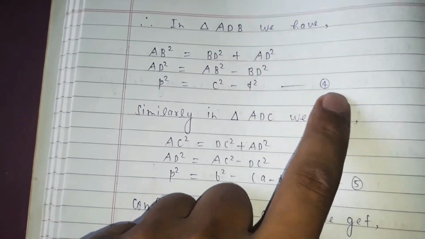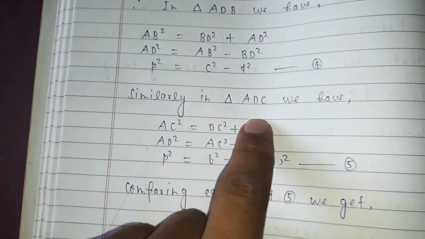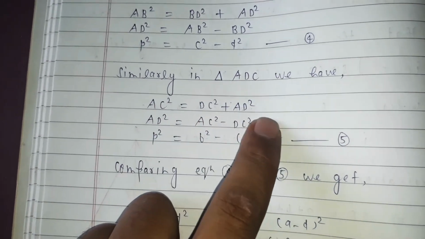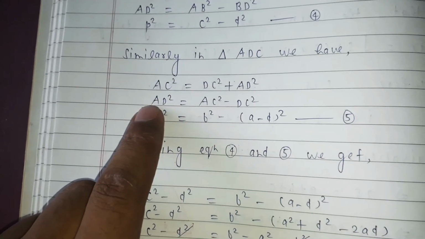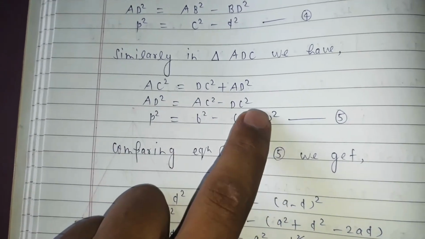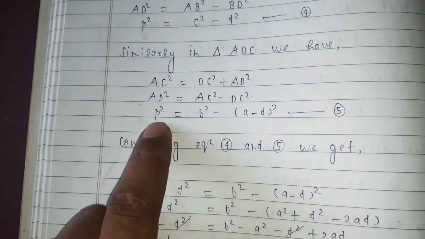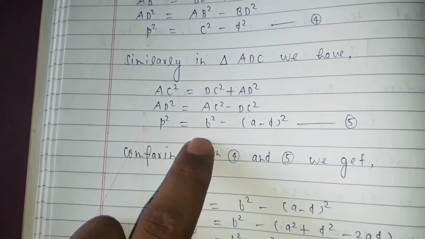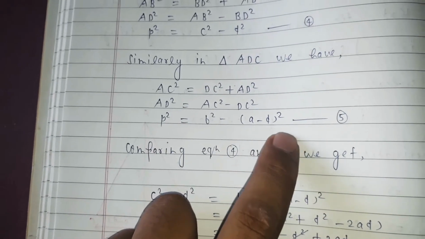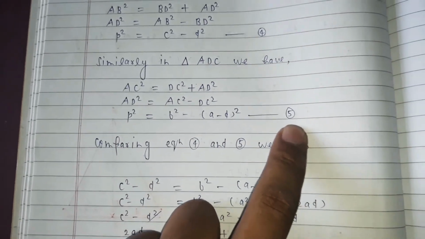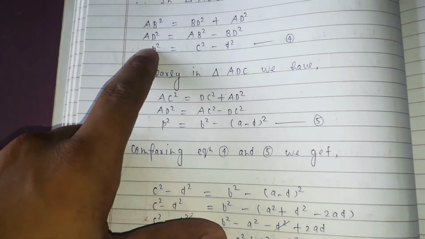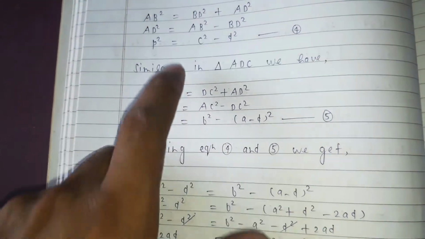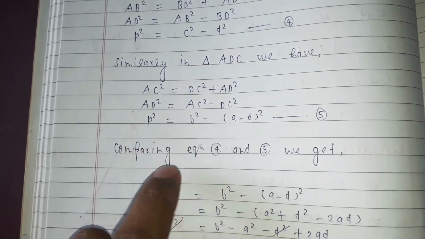Equation number 4. Similarly in triangle ADC we have AC square equal to DC square plus AD square. This implies that AD square equal to AC square minus DC square. Now again we put the value of AC, DC and AD. We get p square equal to b square minus (a minus d) whole square. Equation number 5. Now here we can see that equations 4 and 5 both give the value of p square. Hence we can compare them.